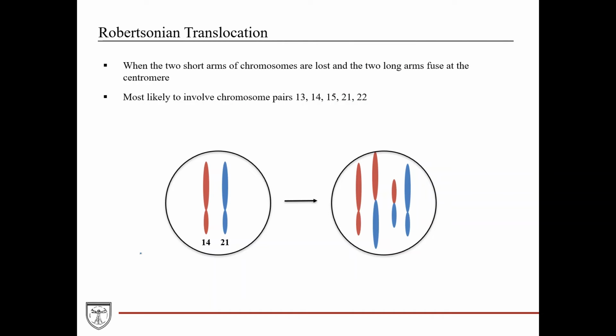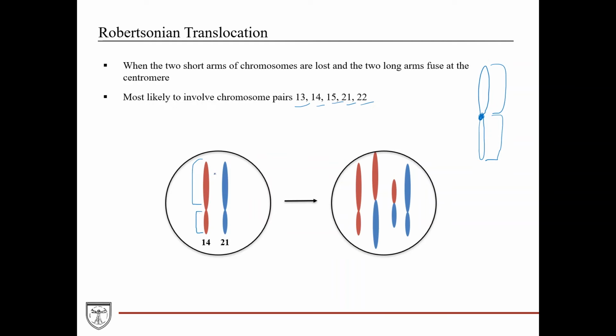All right, so briefly we'll walk through what a Robertsonian translocation is. This can be a cause of Down syndrome. So a Robertsonian translocation is a specific type of translocation when two short arms of chromosomes are lost and the two long arms fuse at the centromere. So in a lot of chromosomes, both arms are about equal length. And when we talk about two arms, it's the two ends joined at the centromere like this. However, there are chromosomes, specifically these ones, 13, 14, 15, 21, and 22, which is why they're most likely to be involved in a Robertsonian translocation, is they have a short arm and a longer arm.